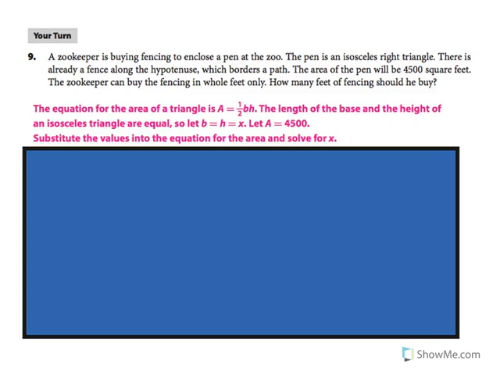Right, okay, so this is your turn. It's similar to our first example on day 2. A zookeeper is buying fencing to enclose a pen at the zoo. The pen is an isosceles right triangle. There is already a fence along the hypotenuse, which borders a path. The area of the pen will be 4,500 square feet. The zookeeper can buy the fencing in whole feet only. How many feet of fencing should he buy?